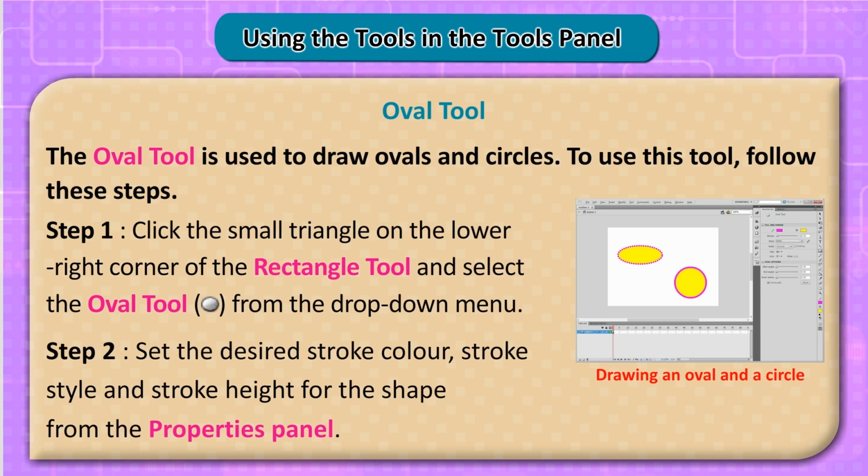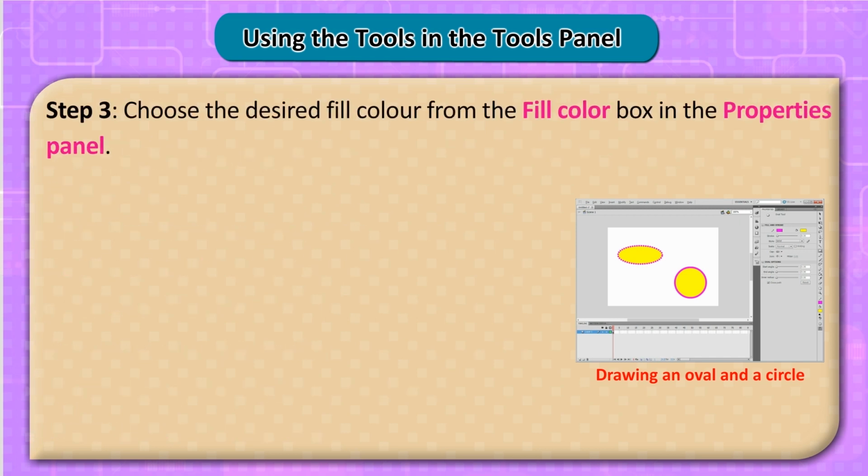Step 2. Set the desired stroke color, stroke style and stroke height for the shape from the Properties panel. Step 3. Choose the desired fill color from the Fill Color box in the Properties panel.